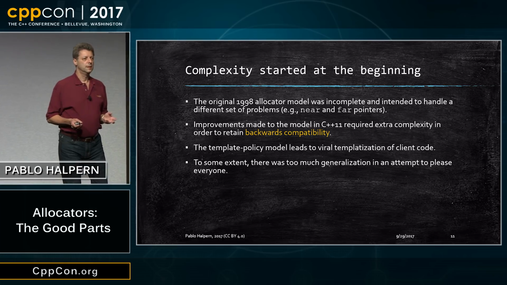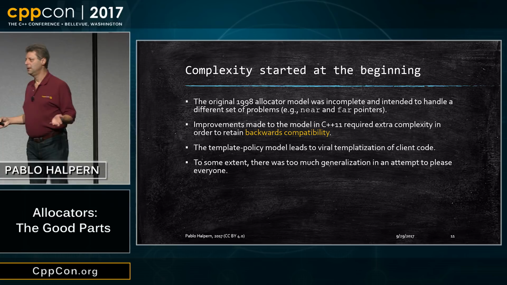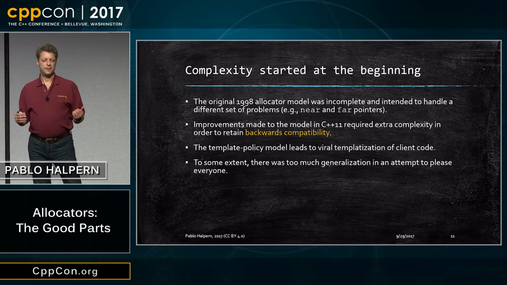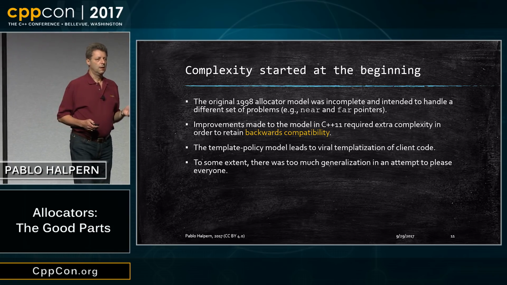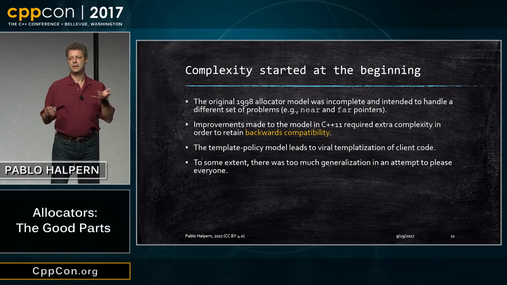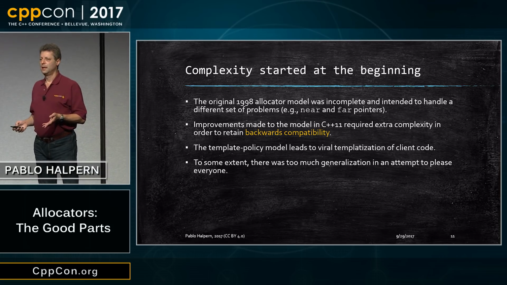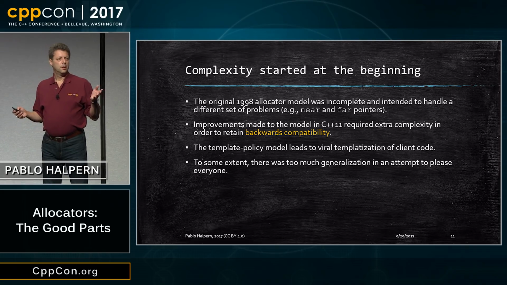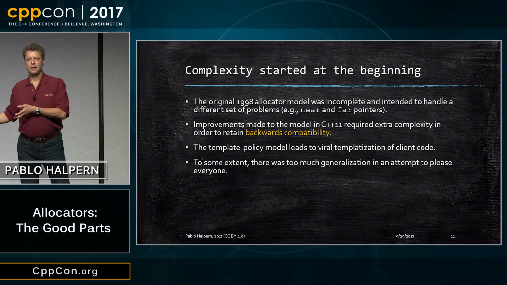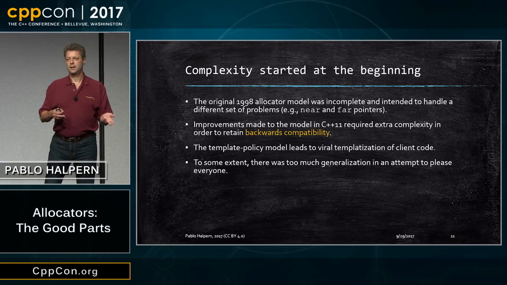So we made a bunch of improvements in C++11, and had to add a bunch more complexity in order to keep backwards compatibility with what we had standardized in 98 and 03. One of the pieces of complexity is the fact that it is a template argument. The allocators are template arguments to your containers. If you want to be able to take a vector using any kind of allocator, it means that your code now has to be a template, because the allocator is a template argument.